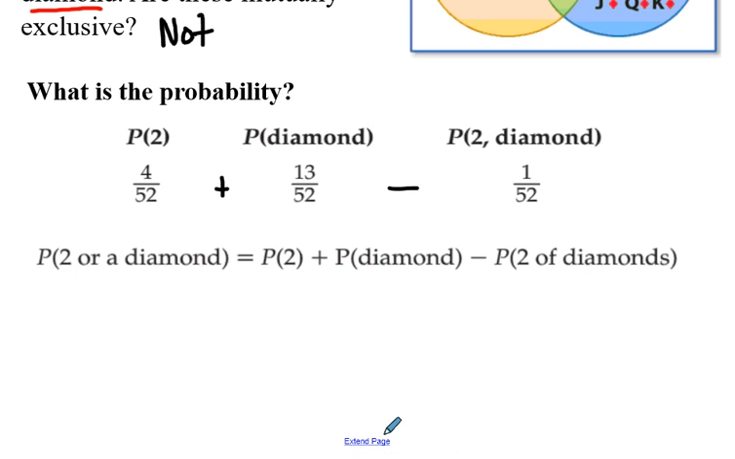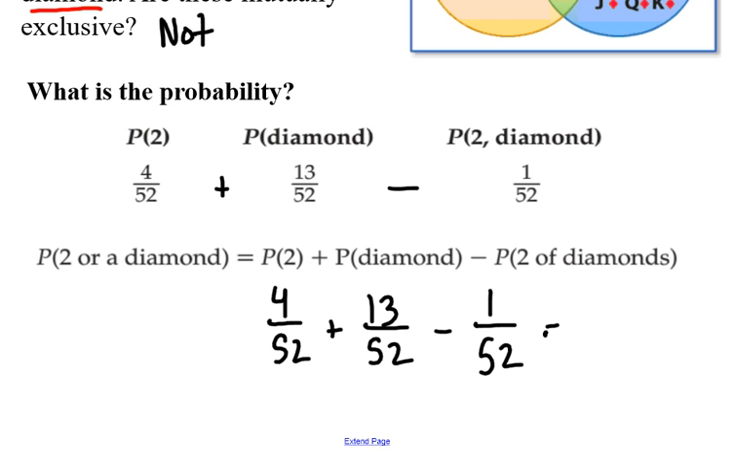And so the probability of getting a 2 is 4 out of 52. The probability of getting a diamond is 13 out of 52. And I need to calculate what's the probability of getting a 2 and a diamond, which is a 1 out of 52. And that's where I'm going to get 4 plus 13 is 17, minus 1 is 16. So I get a 16 out of 52 probability of getting a 2 or a diamond. If you want it as a decimal, it turns out to be 0.308.